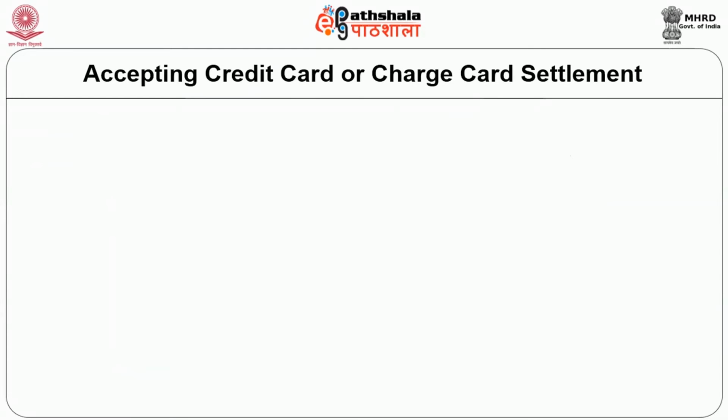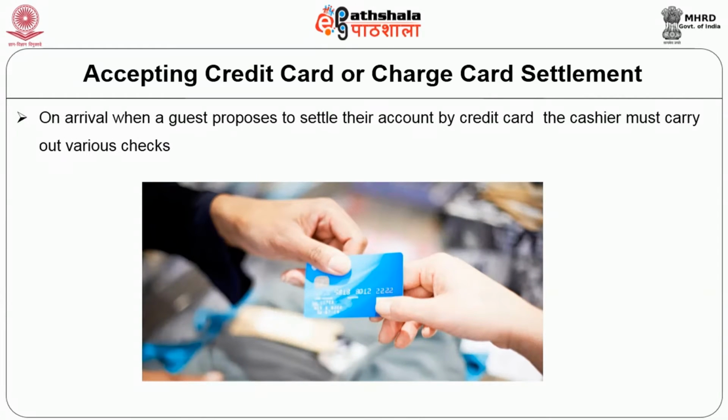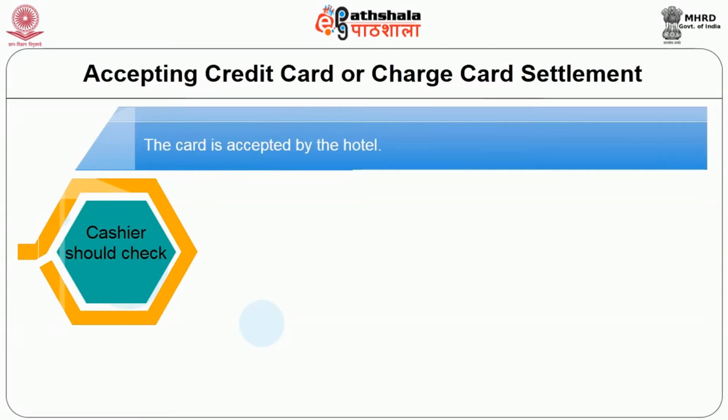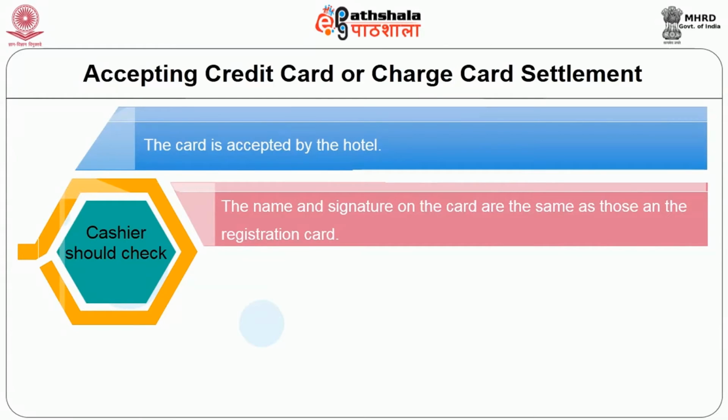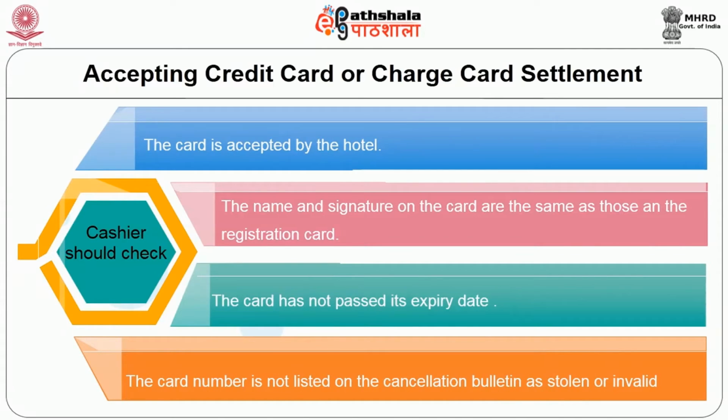Now we will see accepting the credit card or charge card settlement. On arrival, when a guest proposes to settle their account using a credit card, the cashier must carry out various checks during the process of check-in itself. The cashier should look into the following details: whether the card is accepted by our hotel, the name and the signature on the card are the same as those provided on our registration card, the card has not passed its expiry date, and the card number is not listed on the cancellation bulletin as stolen or invalid. So the active status of this credit card and its acceptability by us must be very well checked by the front office cashier.